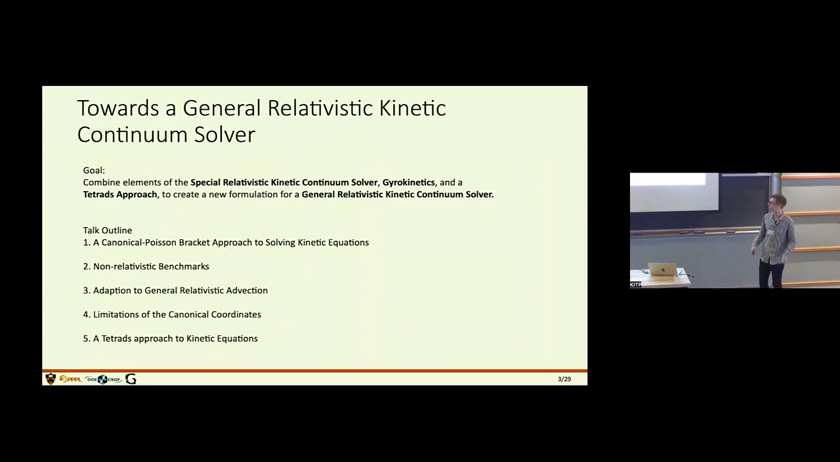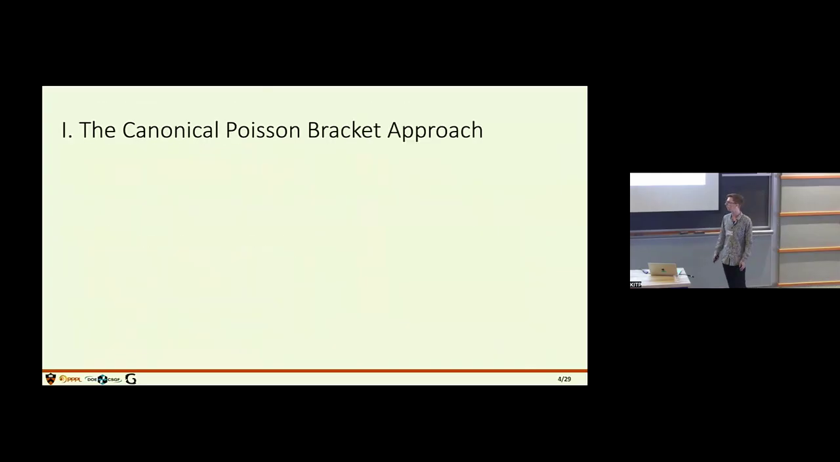I'm going to start in the non-relativistic limit and then explain how to extend this, after doing some benchmarking, to general relativity. Ultimately, I'll talk about the limitations of using canonical coordinates and how these can be overcome by using a non-canonical tetrads bracket. All right, so part one, the canonical Poisson bracket approach.